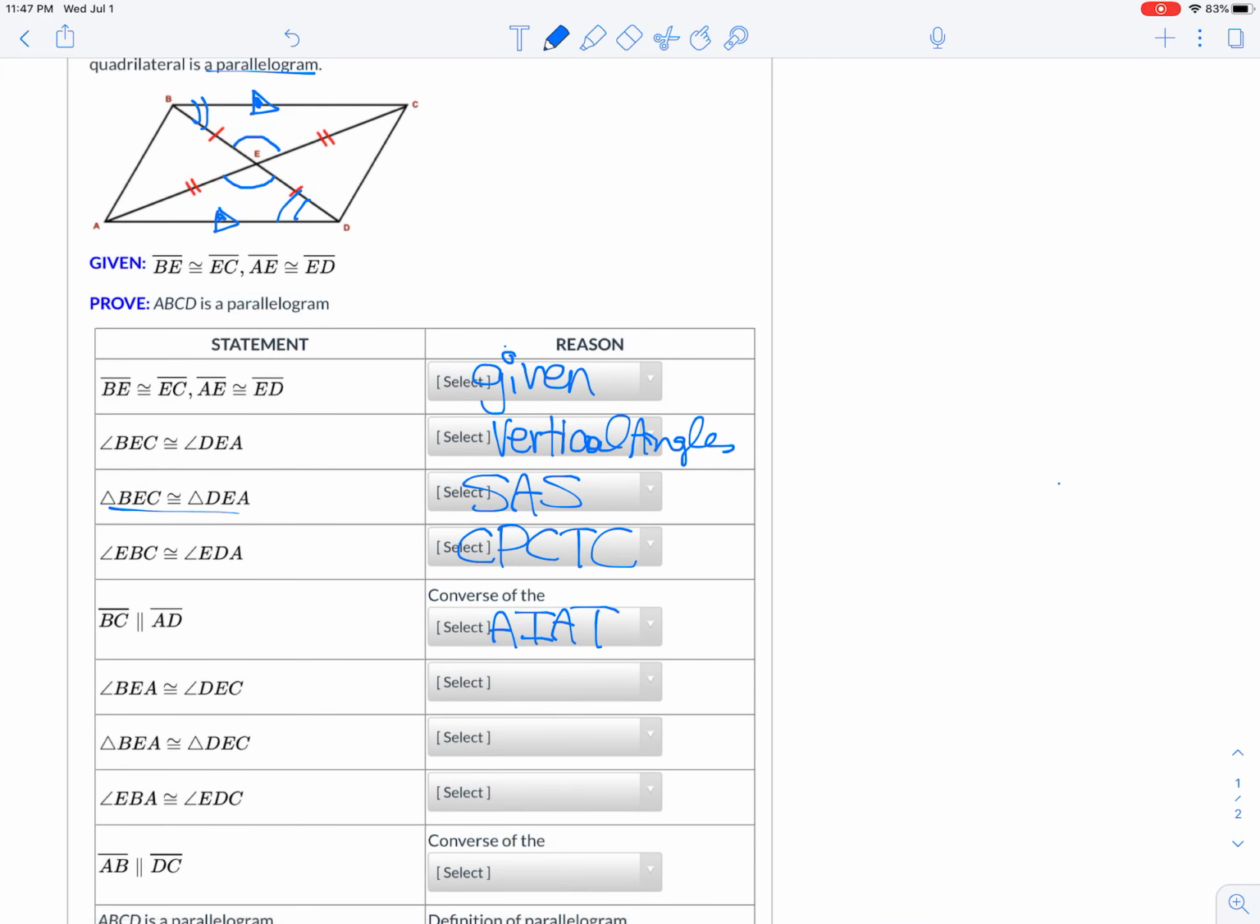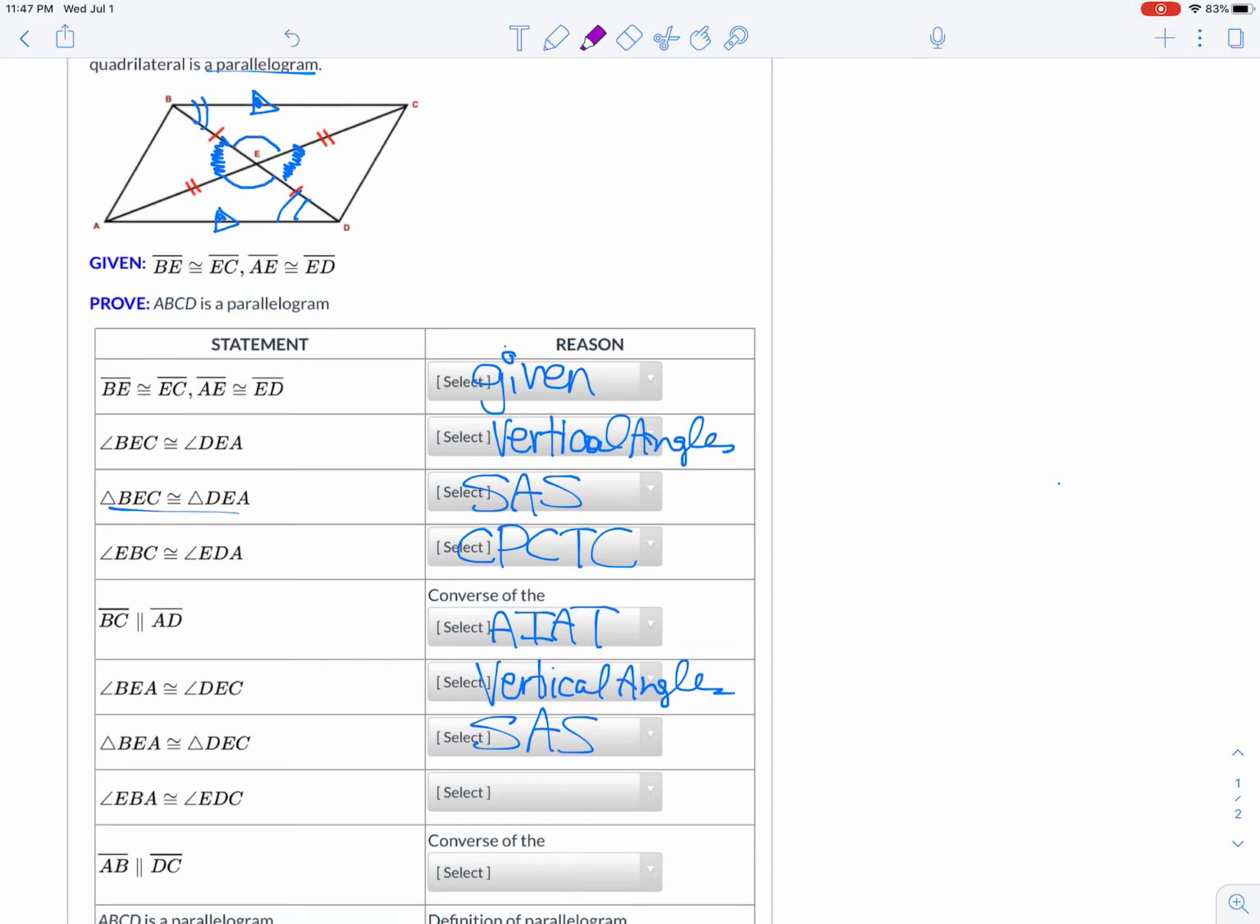BEA and DEC are congruent. I'm going to make a squiggly mark here and a DEC angle mark, because those are vertical angles. And then we have another triangle congruent statement, very similarly, because of SAS. It's just these triangles here. And that's because of SAS.